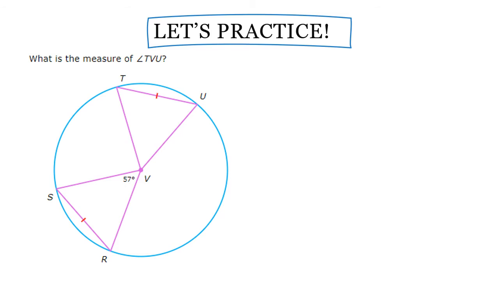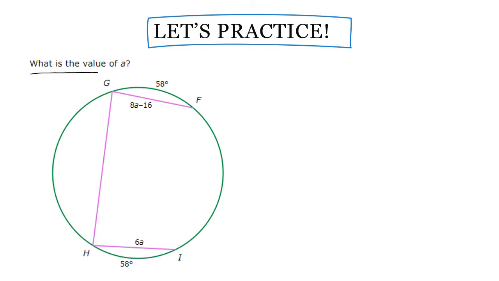Here's another example. What is the measure of the angle, or the inscribed angle, TVU? So that's going to be this one right here. Well, notice that this chord and this chord are the same length. Therefore, by the theorem that I just mentioned, this angle and this angle must be the same. So my answer here is going to be 57 degrees.